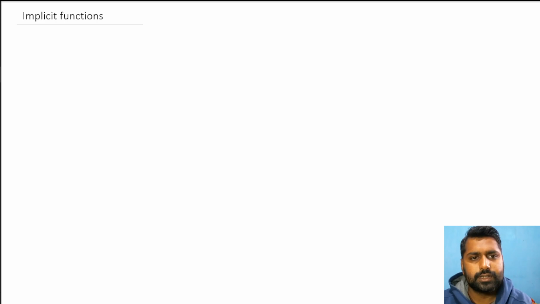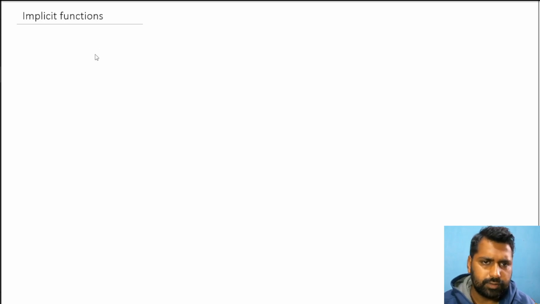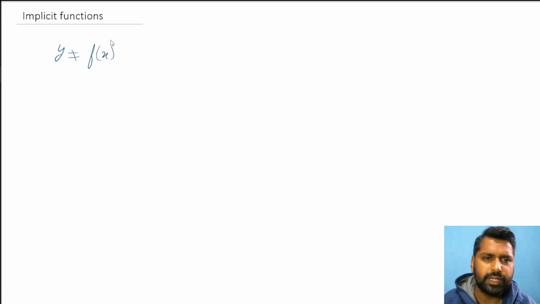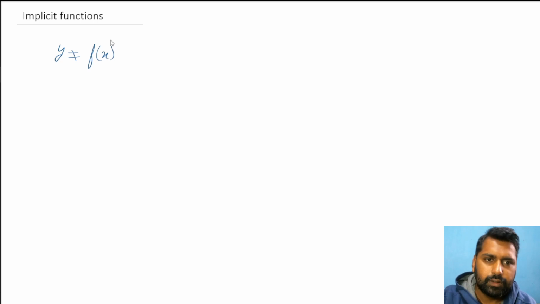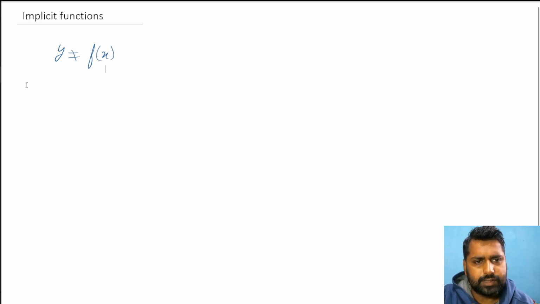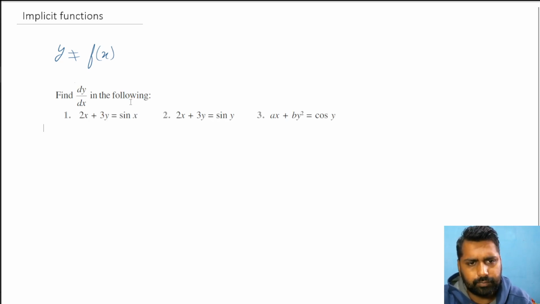In this lecture we'll discuss differentiation of implicit functions. Implicit functions are those kinds of functions which cannot be written directly in the form of f of x, meaning we'll be generalizing the relation between x and y in the form of an equation. Let's see how this differentiation works.